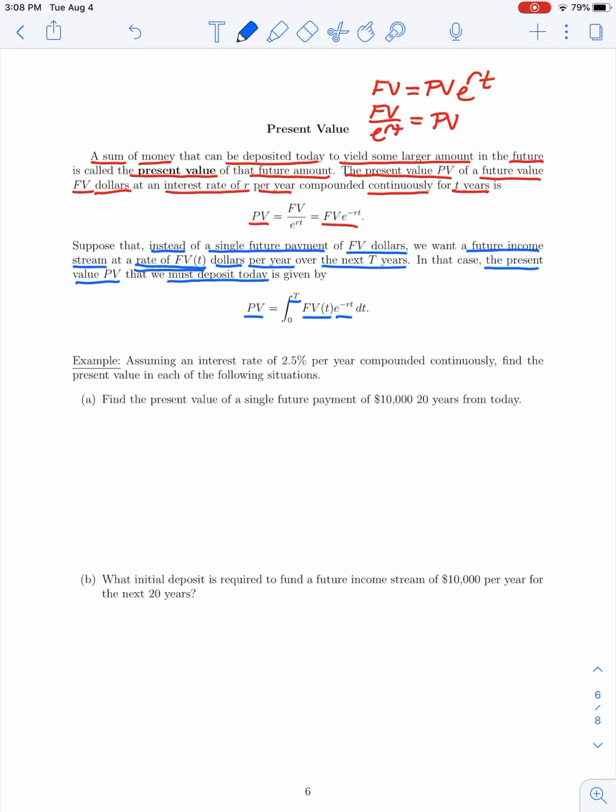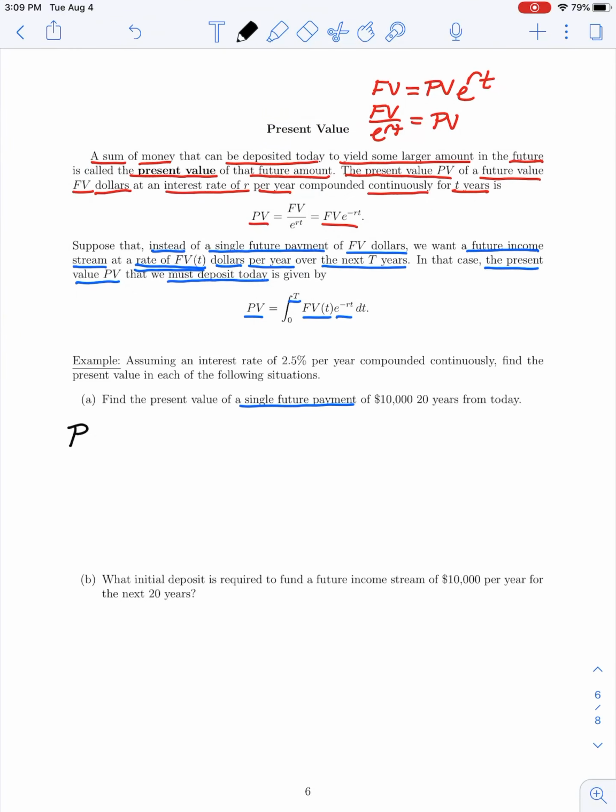So let's look at an example of this. Here we are told to assume an interest rate of 2.5% per year, compounded continuously, and find the present value in each of the following situations. So in part A, find the present value of a single future payment of $10,000 20 years from today. So here we're looking at a single future payment.